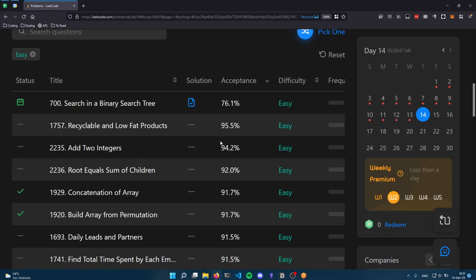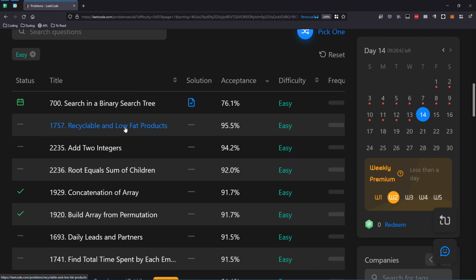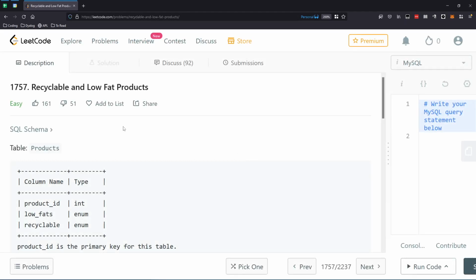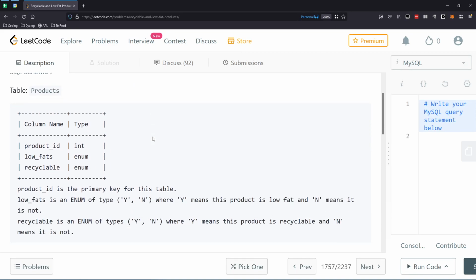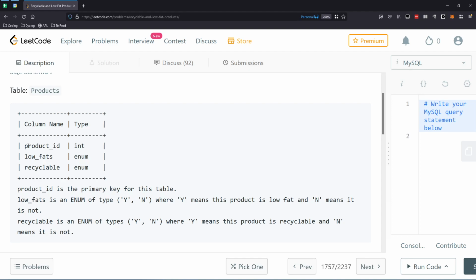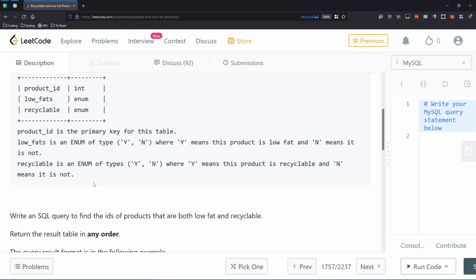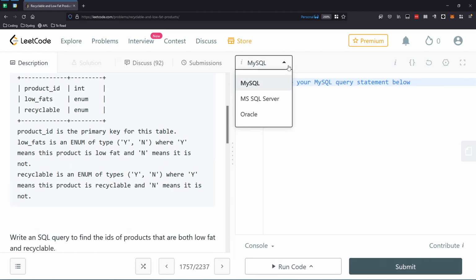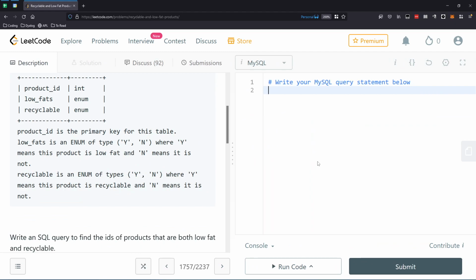So in this video we are going to be tackling problem 1757, recyclable and low-fat products. So let's go ahead and check what this is all about. Okay. So we are going to get some table of products, and then we need to write an SQL query. Oh, so this is an SQL problem? Yeah, so we're not going to be solving this with APL.